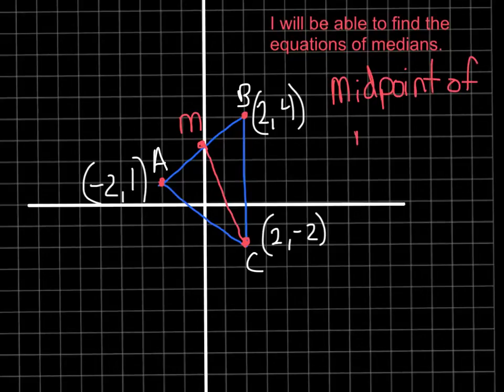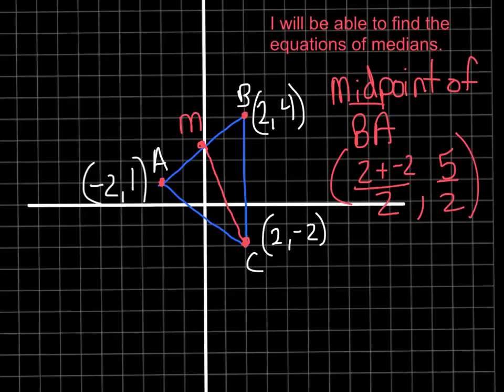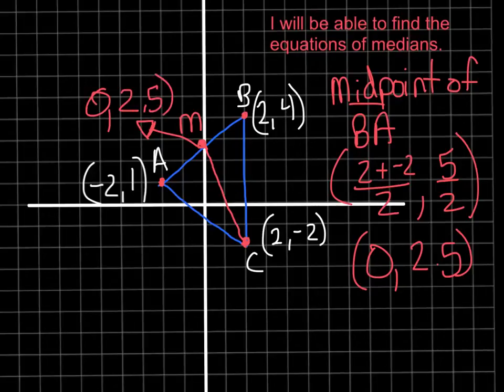of, in this case, segment BA, or really any segment, is the average of the x's and the average of the y's. So we're going to have the points B and A, because that's the segment we're trying to find the midpoint of. The x's are 2 and -2, so 2 plus -2 divided by 2, the average of those, is 0. And then 4 plus 1, so 5 over 2, or 2.5. So our midpoint is 0 and 2.5. So that's the coordinates of point M, (0, 2.5).